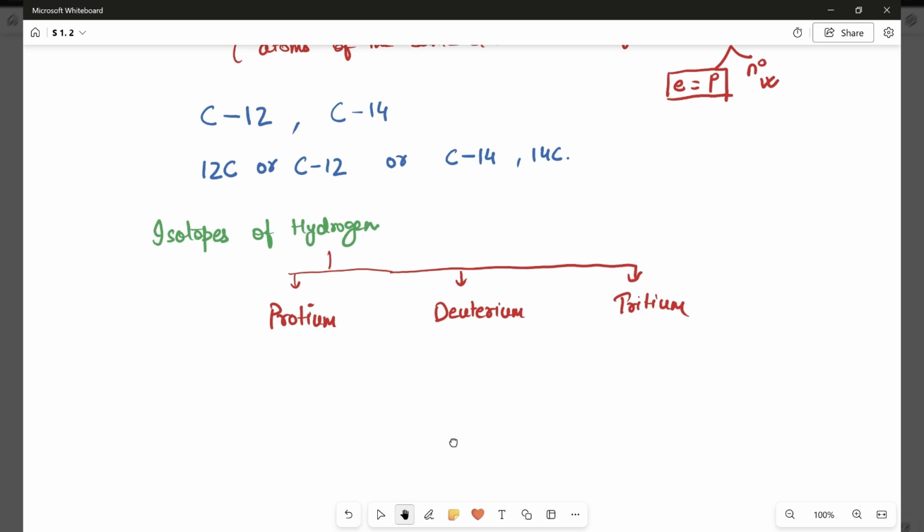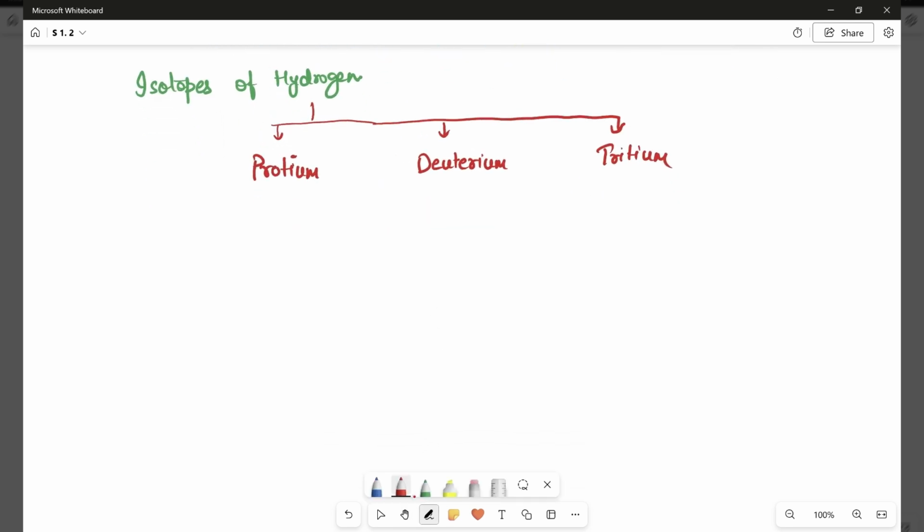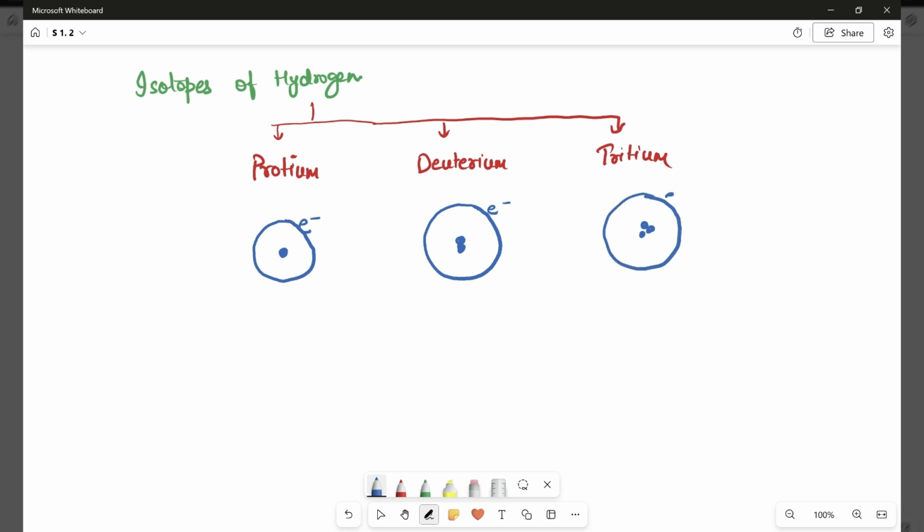Let me draw it for you. In protium, you have a nucleus and there is one orbit where an electron is moving. In deuterium, you have one proton and one neutron, right? And there is an orbit in which an electron is moving. In tritium, you have two neutrons and one proton, so that's a total of three. And there's an orbit, electrons are moving.